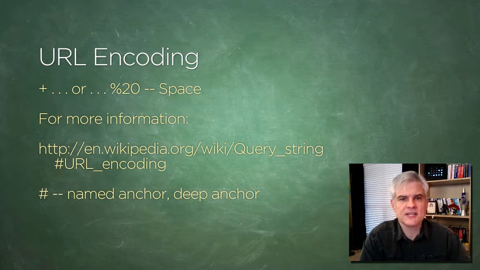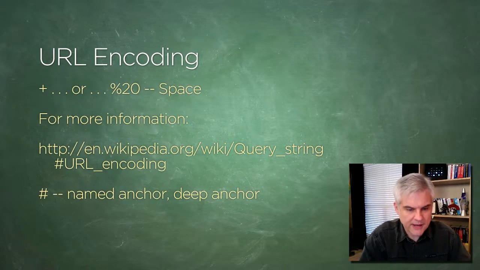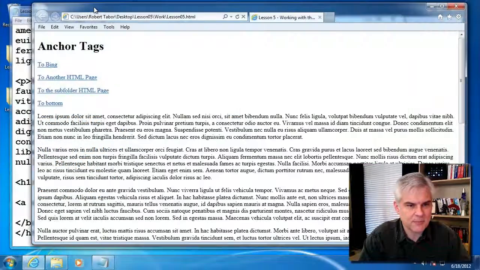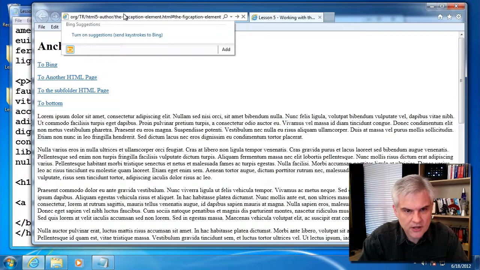Also, you've already seen the pound symbol used in a URL to indicate an anchor, a named anchor, deep into the body of a web page. Throughout this series, I've pointed you to specific sections on various pages in the HTML specification using the pound symbol. So I might give you a URL like this, and I'm just going to paste it in to the location bar in Internet Explorer. It includes not only the HTML file, but then also a pound symbol.